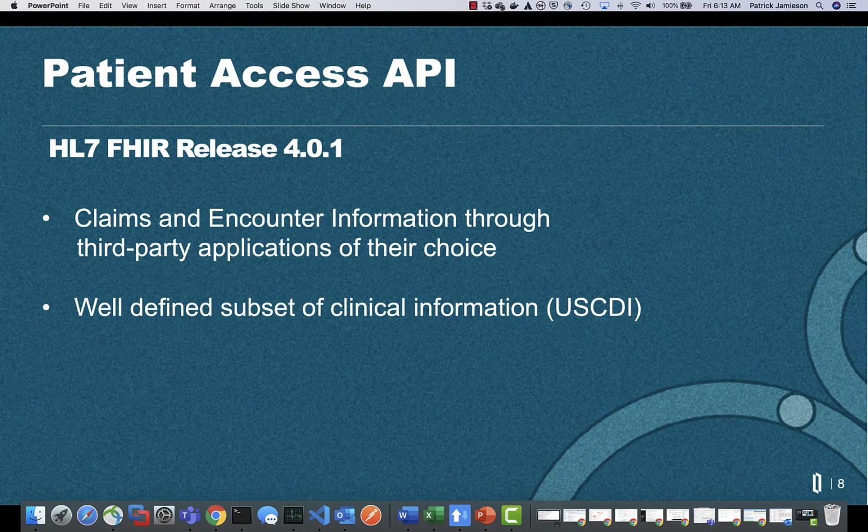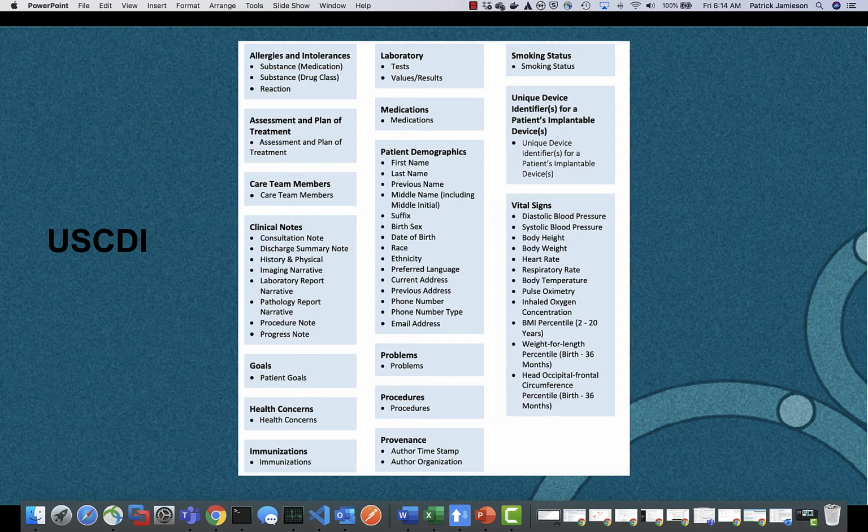Providers must serve up a subset of clinical information that's most relevant to patient care, called the USCDI. And here is some of the data that's part of the USCDI. As you can see, it's a fairly complete data set. It doesn't have everything, but in time, more and more information will become accessible through FHIR.